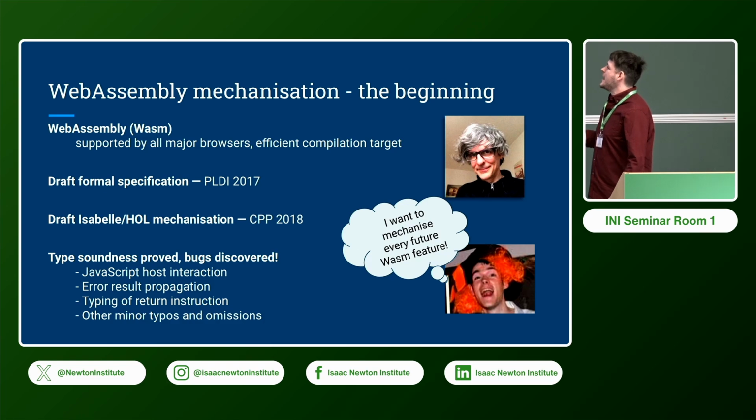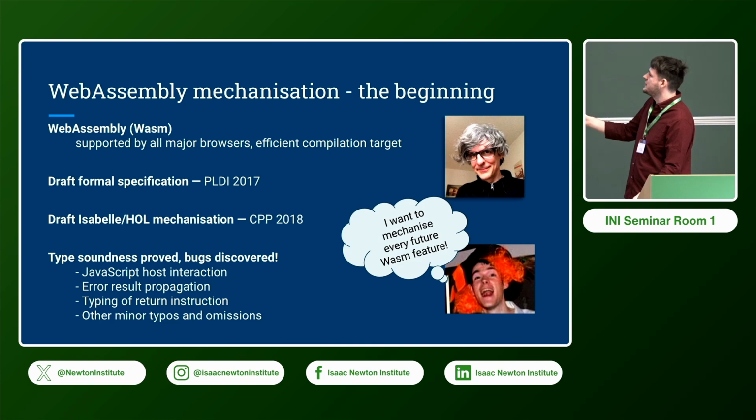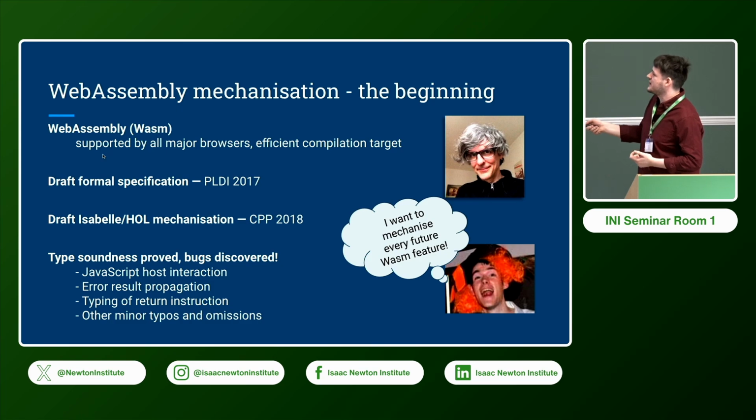And it kind of ended up happening because the industrial WebAssembly people published the first draft specification in this PLDI 2017 paper. And then I was coming along and mechanizing it, and there was this CPP 2018 paper, basically, of this draft semantics. And it was wonderful. I managed to prove type soundness, which was a statement they had essentially conjectured in the first paper but not proven.